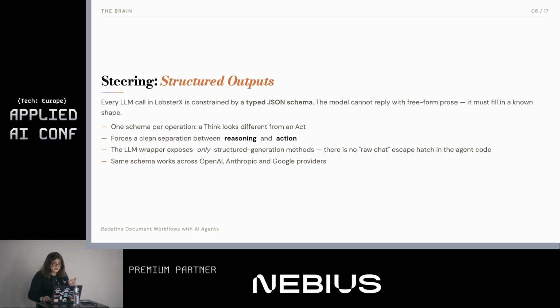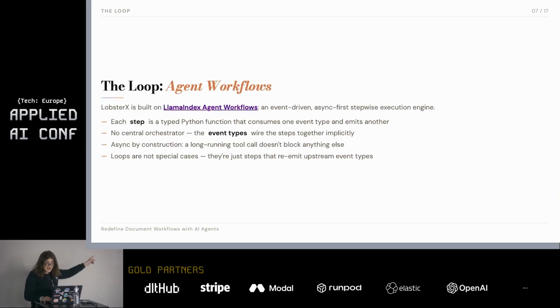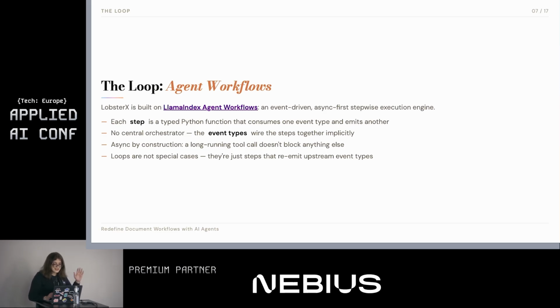Our brain, so that our brain can be understood by other parts of our body. And the messages can be relayed by whatever connects the brain to the moving parts. And this whatever is the loop. We're using LlamaIndex agent workflows, or for short, Llama Agents, which is an event-driven, async-first, stepwise execution engine. I would also add non-opinionated, because it's not only for AI. You could use it for everything that needs to be executed in steps.